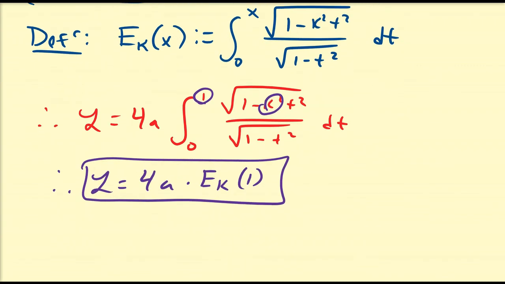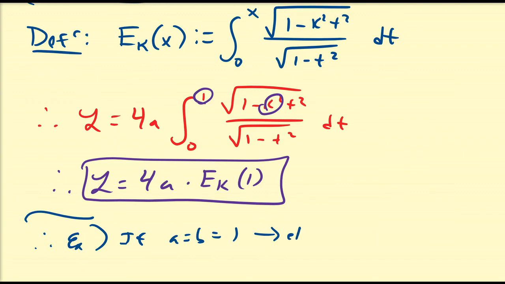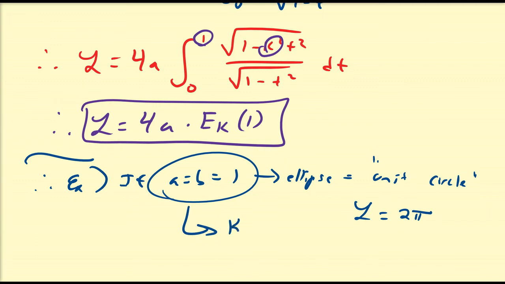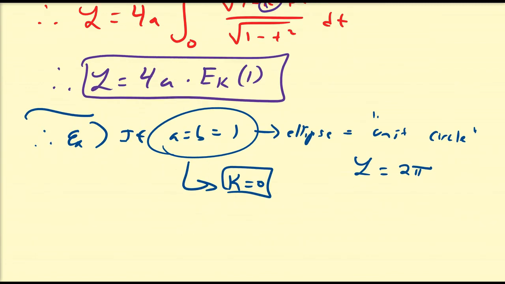Now, as I said, for most k, this function is non-elementary, but as an example, if a is equal to b is equal to 1, then our ellipse is what shape? In particular, that is going to be our unit circle, right? Which, as we know, the arc length is going to be equal to 2 pi, right? So if a is equal to b, then one can find that the value of k that we have before is going to be equal to 0, right?